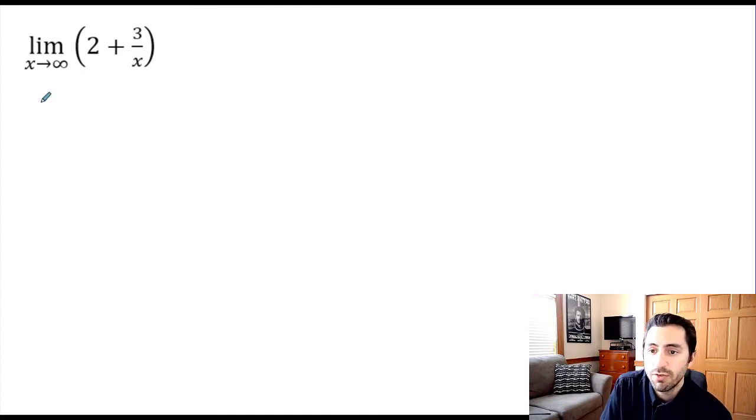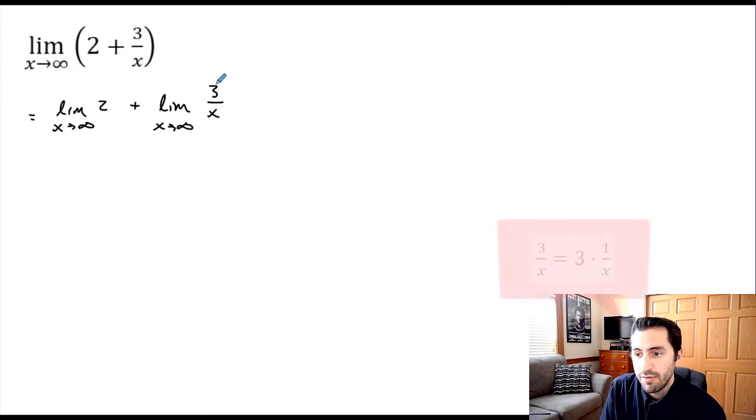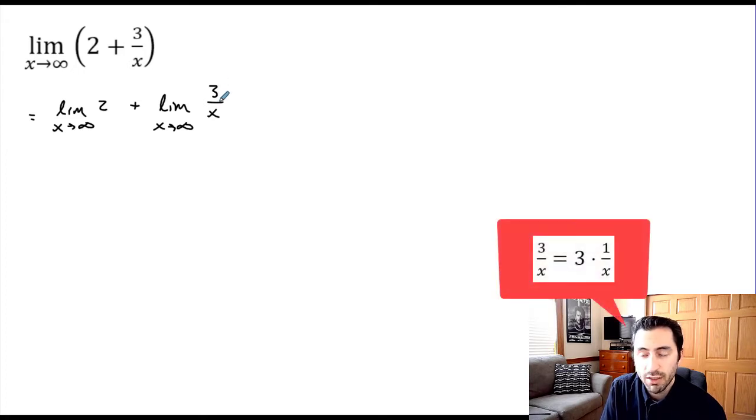So for example, in this first one, I have a sum. So we can actually separate this and write this as the sum of two limits. So we end up with the limit as x approaches infinity of 2 plus a second limit, the limit as x approaches infinity of 3 over x. All right, here I have 3 times 1 over x, if I want to think about it that way.